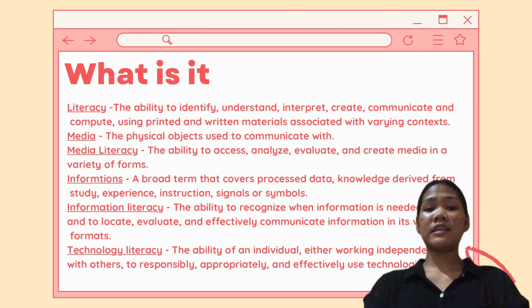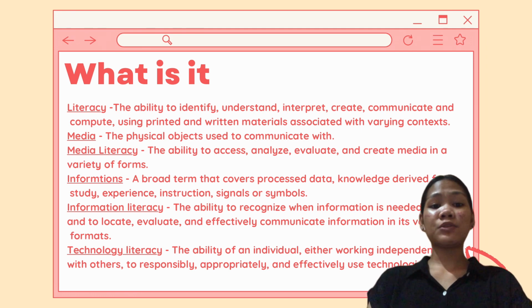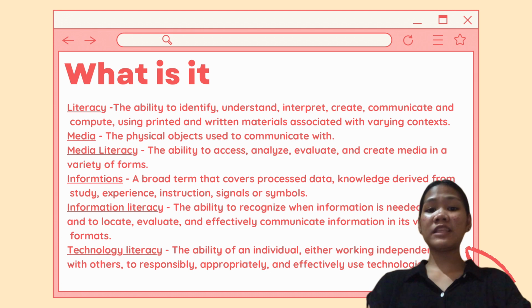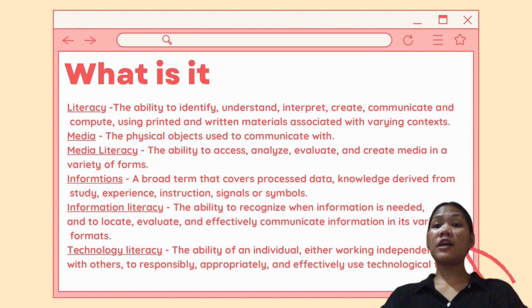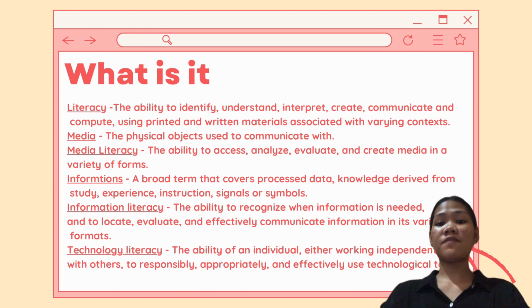Information literacy. The ability to recognize when information is needed and to locate, evaluate, and effectively communicate information in its various formats. Technology literacy. The ability of an individual, either working independently or with others, to responsibly, appropriately, and effectively use technological tools. Using these tools, an individual can assess, manage, integrate, evaluate, create, and communicate information.